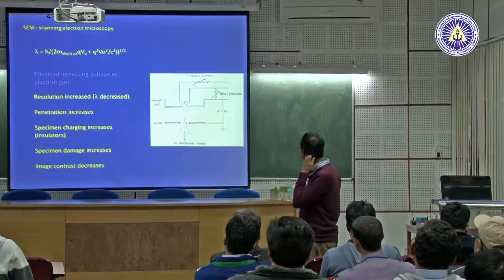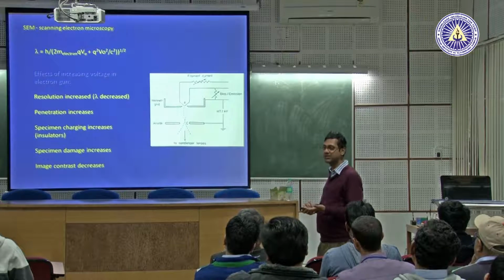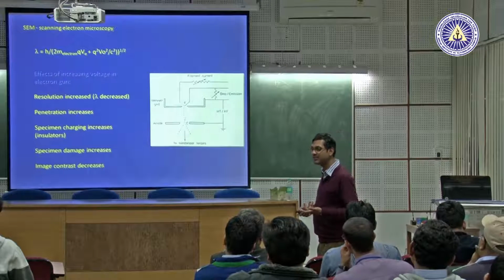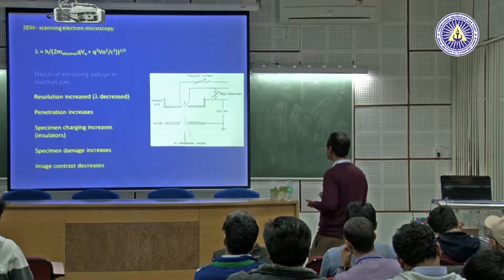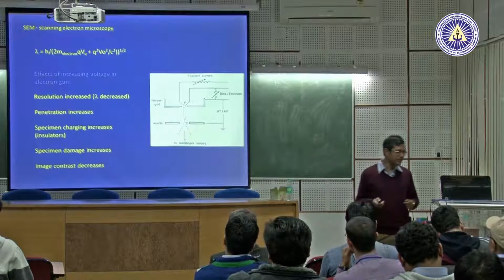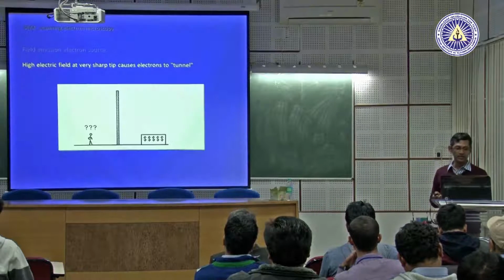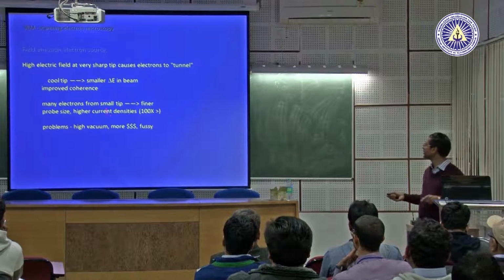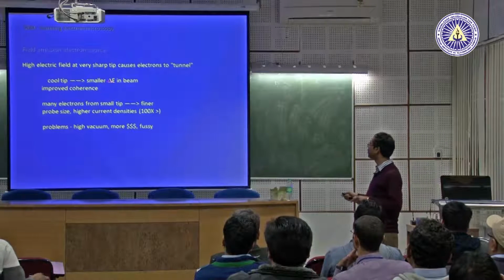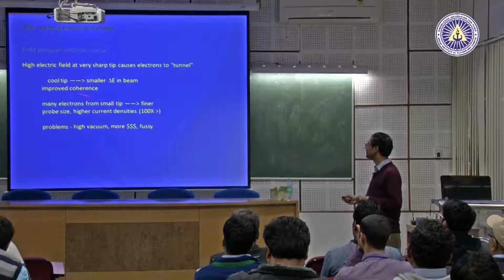Second thing is that you have to keep this whole thing in a very high vacuum system, 10 to the minus 7 to 10 to the minus 8 torr. So that requires extra pumping. That's why the gun assembly is very expensive for these machines, but it gives you a lot of extra advantage. I thought I should tell you, because this is something which you don't know. So that's what is written. Cold tip means smaller delta E, and it improves coherence.